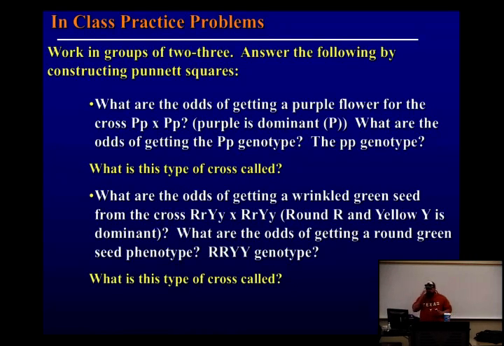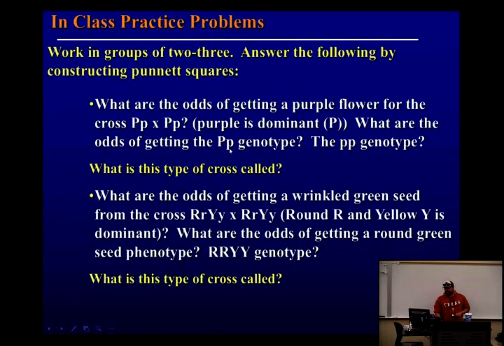Okay, so we left off talking about the in-class practice problems. You guys remember that? And so the question is, what are the odds of getting a purple flower from this cross? Big P, little p with big P, little p. 3 to 1. So, remember, since it's 3 to 1, that's 3 fourths to 1/4, so the probability would be, or the odds would be 75%.